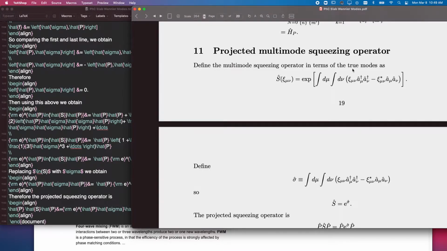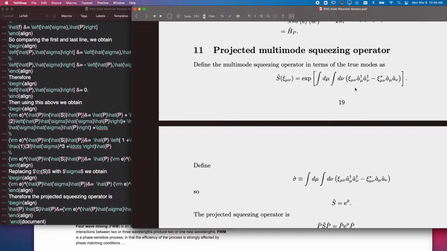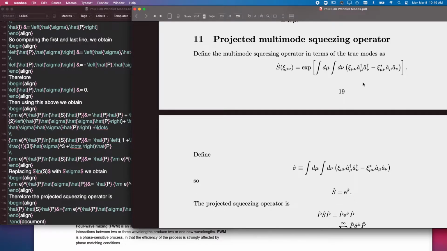Okay, so if we knew what those modes were, then we could evaluate the squeezing operator on the vacuum. But the whole point of this project is that we don't know what those modes are. We know what the quasi-modes are. So in order to determine the squeezing operator's action on the vacuum, we need to write this in terms of the quasi-mode operators, the projected squeezing. So we need to project the squeezing operator onto the quasi-modes.